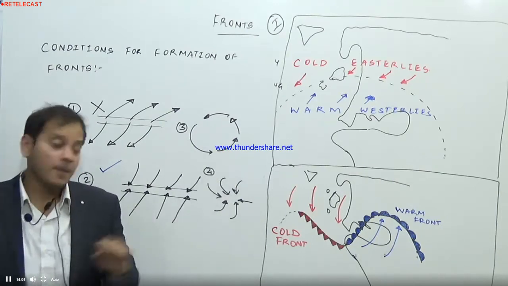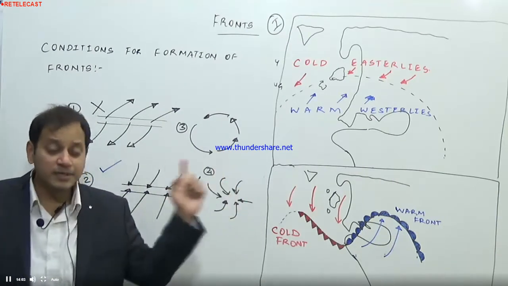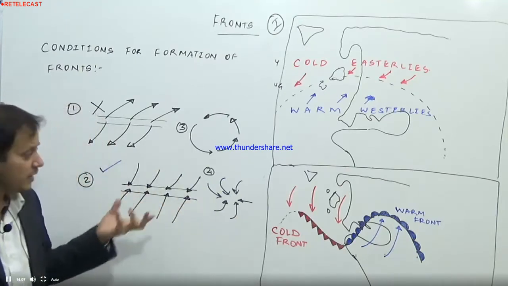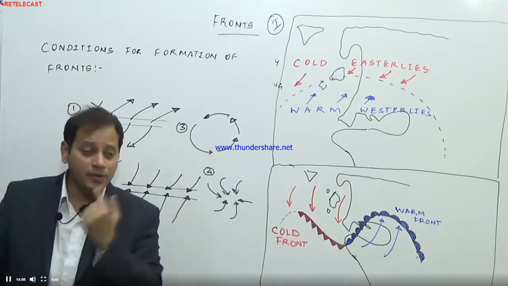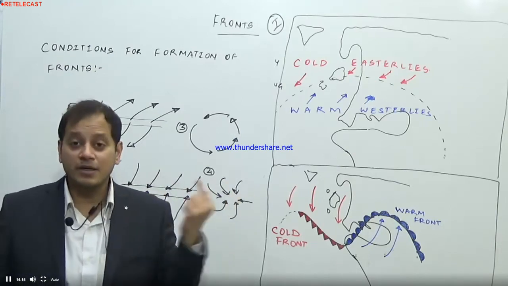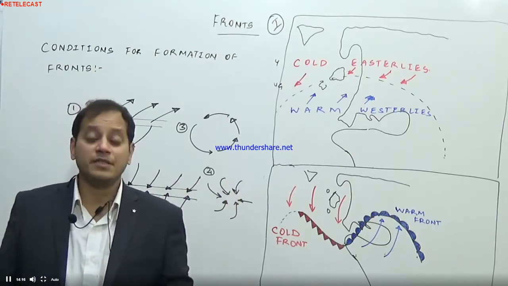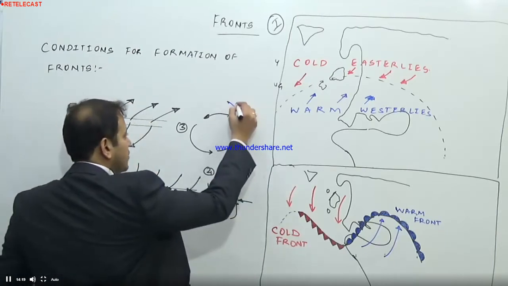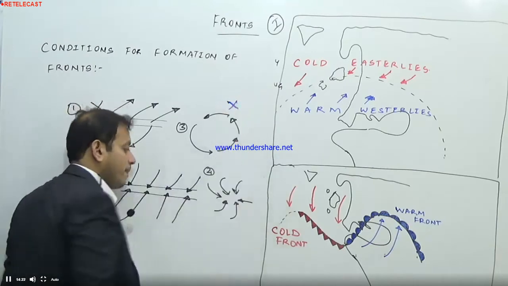Here, the air is going in a circulatory manner. Even if there are two different types of airs, these all are going in a circular manner. In a circular manner, there is neither convergence nor divergence. But our definition says that there should be convergence of an air mass. So even this is not the way.